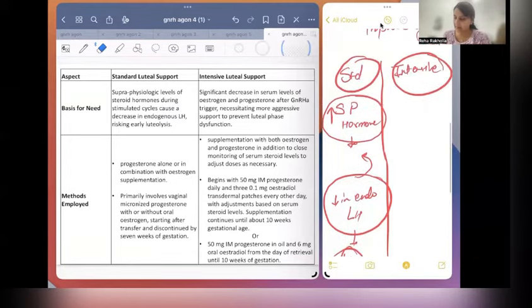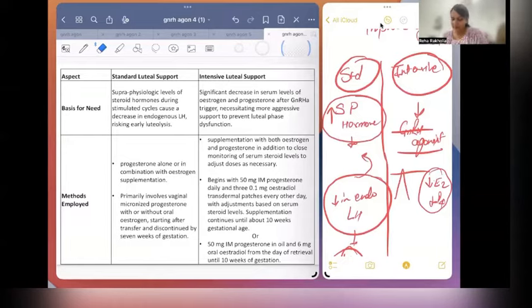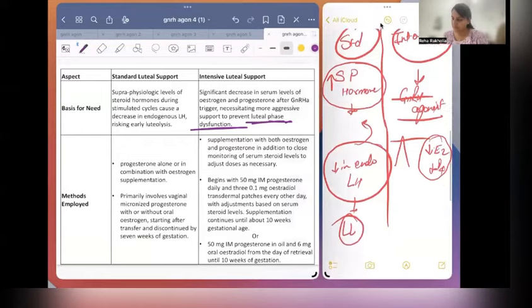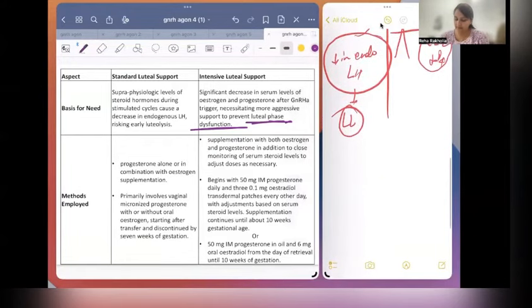And what is there in the intensive phase? It is because of the GnRH agonist trigger. After the trigger, there will be a decrease in estradiol and a decrease in progesterone. So, to prevent luteal phase dysfunction, we'll give this estradiol and progesterone. So how do we supplement?